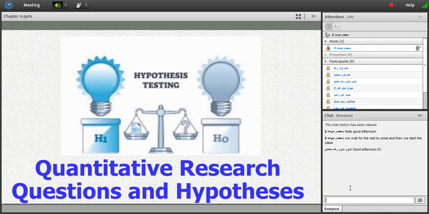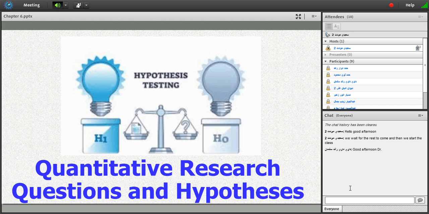So if you remember, we talked about research, its characteristics, the variables that we have, and how we can identify different variables. Also, we talked about different paradigms in research and research types. We said we have three major research types: quantitative, qualitative, and mixed methods studies.